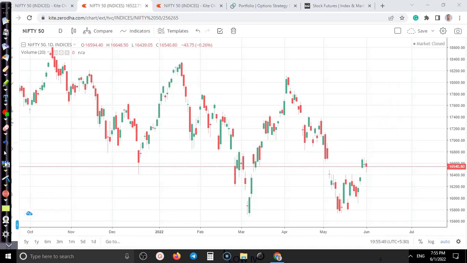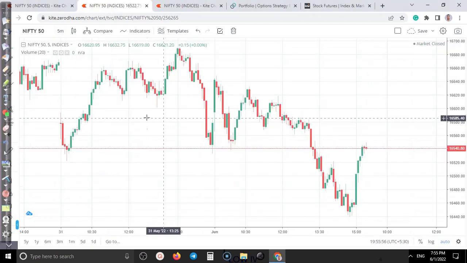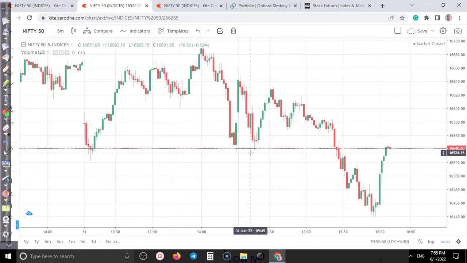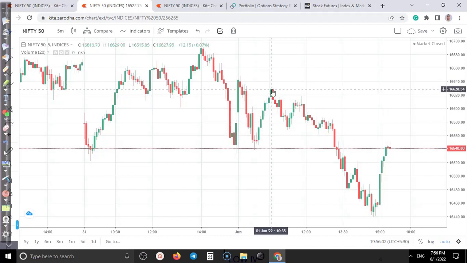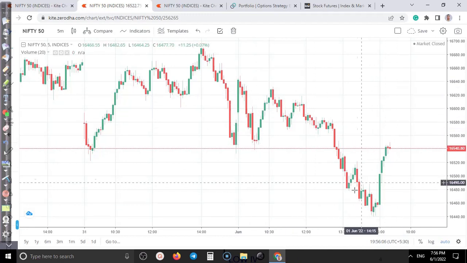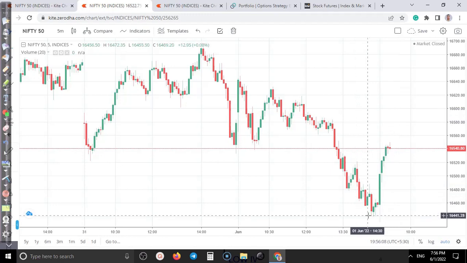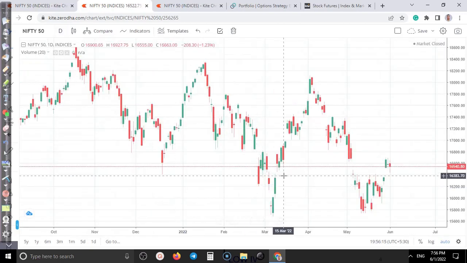First let me explain in a small time frame like 15 minutes or 5 minutes. Here I can see price opened here and went up, pulled back, went up, and later price dropped and some correction happened. Right now we have seen some supporting level. Let me show you in the daily time frame.